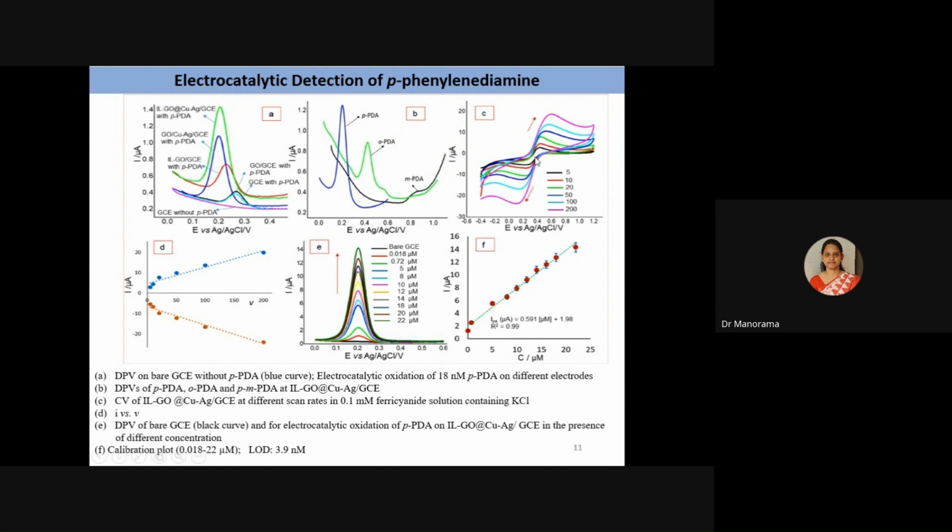Further, we did the cyclic voltammograms at different scan rates, and then finally we took the differential pulse voltammograms with different concentrations from 0.018 micromolar to 22 micromolar. In this concentration range, we found a linear calibration plot, through which we can easily calculate the lowest limit of detection of our modified electrode, which is 3.9 nanomolar.